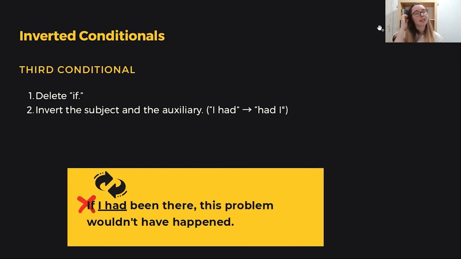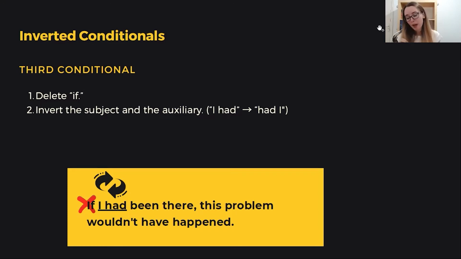And surprisingly, the third conditional is the easiest one, I would say. Although the zero and first are also quite simple. But here we simply delete if at the beginning and we change the order of the subject and the verb. Okay, so this sentence would sound like this. Had I been there, this problem wouldn't have happened.